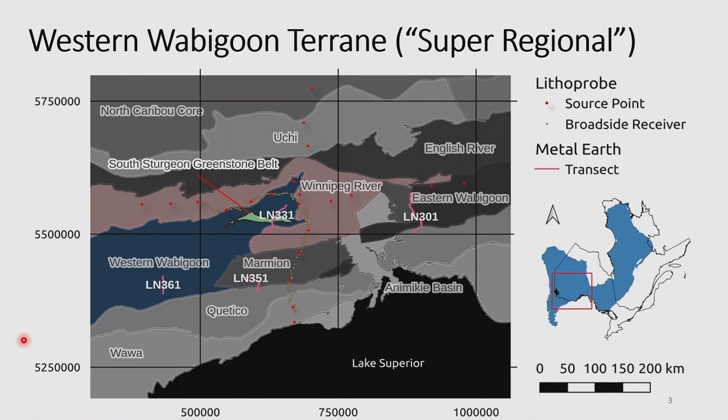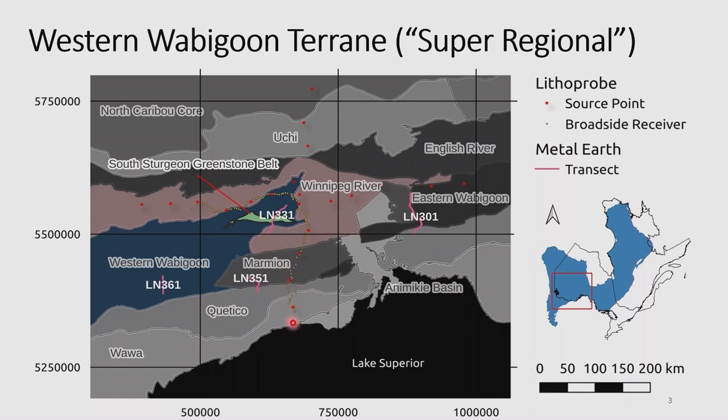So the particular area that he's using is in the Western Wabigoon terrane, and there's one transect here. See this little red line that I've just gone over? You can probably barely see it. That's the transect that goes over the South Sturgeon Greenstone Belt, which is the geological feature that you see marked in green, although there are other greenstone belts around. So the idea is ultimately to use the refraction data that was collected along that line and see what we can extract out of it.